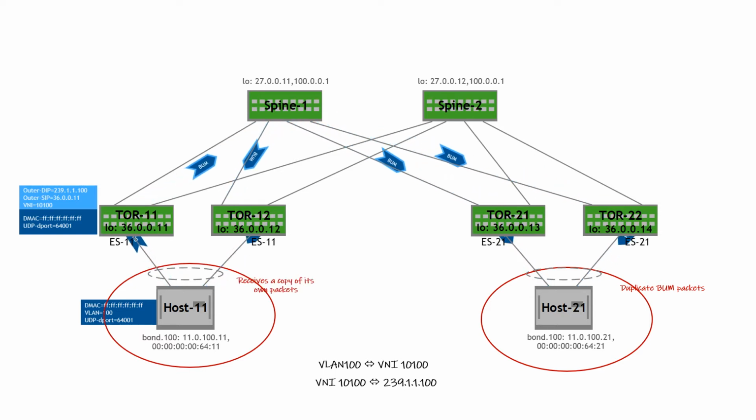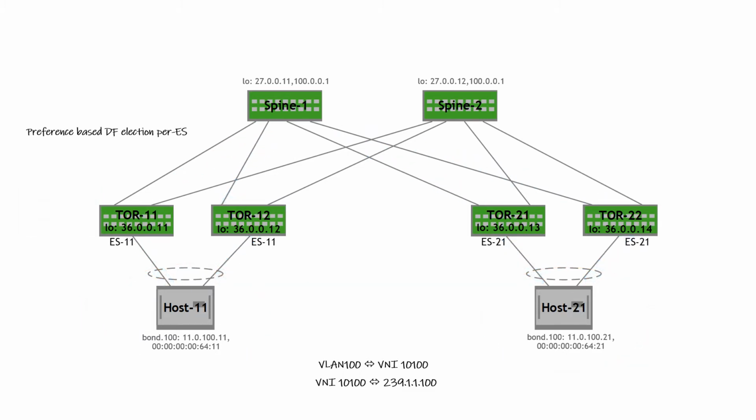How is this solved? It's solved using designated forwarder election. A preference-based DF election mechanism is used for each Ethernet segment. This is via the Type 4 EVPN route, the Ethernet segment route. A DF preference can be configured per Ethernet segment on each top of rack switch, and the top of rack switch with the highest DF preference on an Ethernet segment wins the DF election. So in this example, TOR 12 wins the DF election on Ethernet segment 11. TOR 11 is the non-DF, and the non-DF is expected to drop egress BUM traffic on Ethernet segment 11. Only the designated forwarder is allowed to forward BUM traffic post-decapsulation.